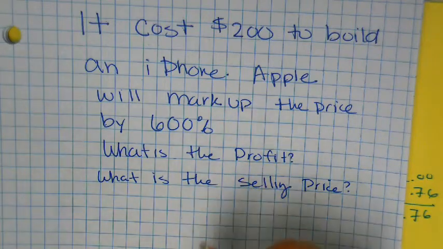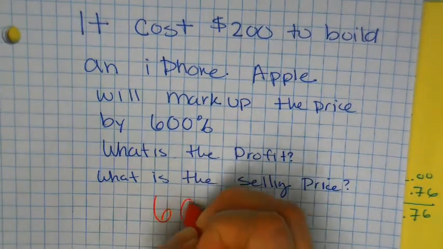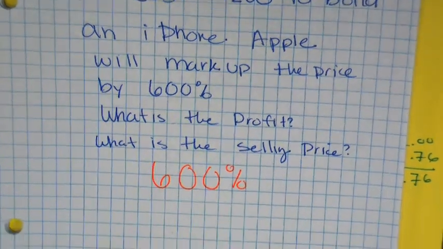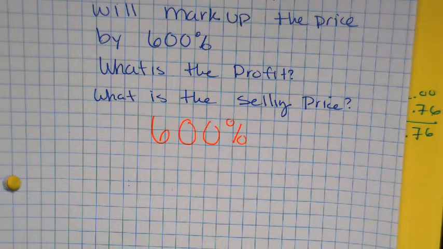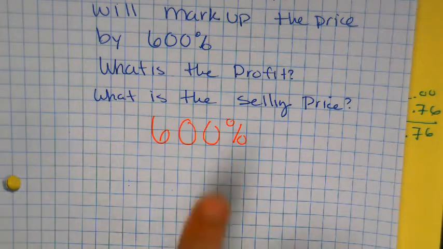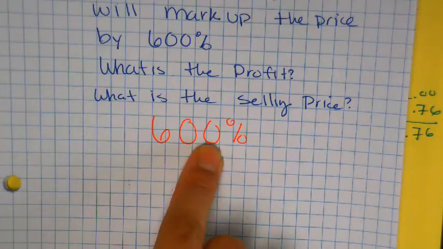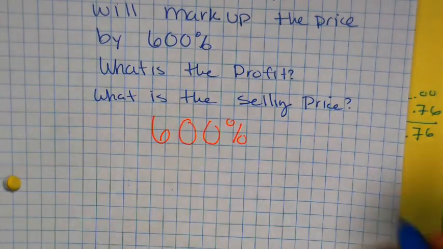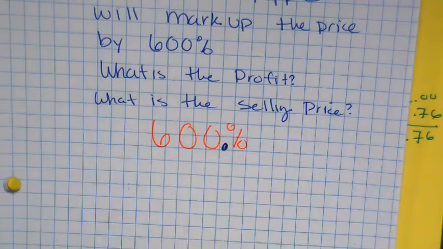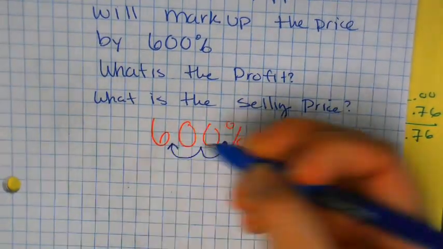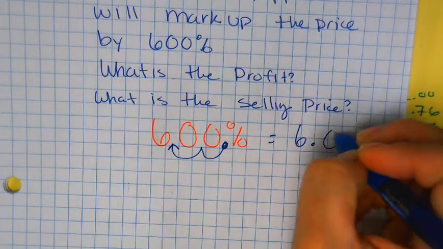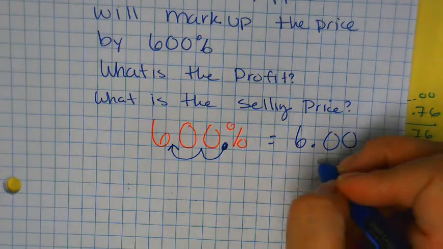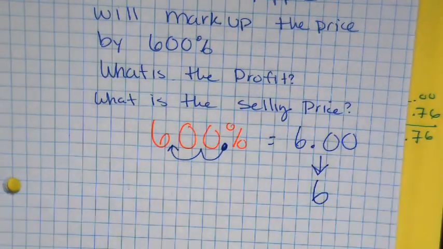Okay, first thing. 600% is what decimal? How many times do I move it? 2. But there's 3 numbers. Does that matter? No. 2. Do you see a decimal? No. So where is it right now? It's in the back. How many times do I move it? 1, 2. Oh, so it's equal to 6.00. Do I really need the 0.00? No. So this is really just 6 with no decimal.